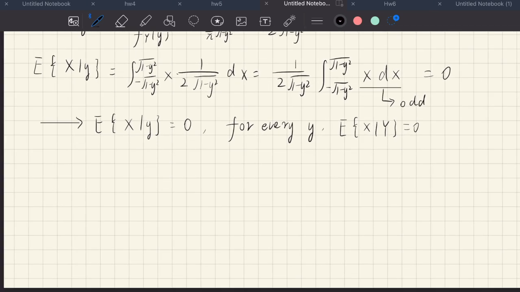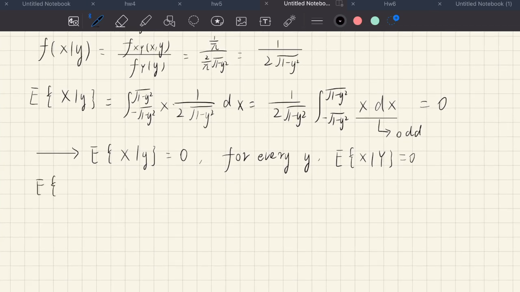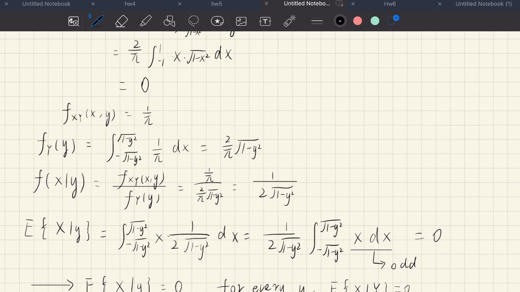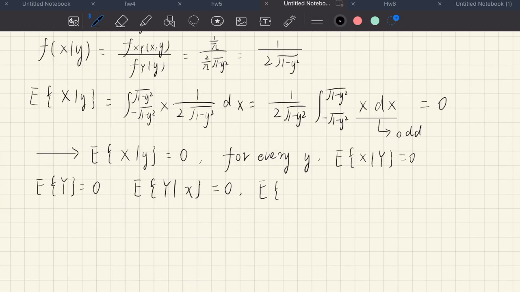And similarly, we can calculate that the expectation of Y should be 0 too, and the expectation of Y given X should be 0 too. This is just like the things we did above. Due to the symmetry, I will not do it again. It's very similar to the X case here.